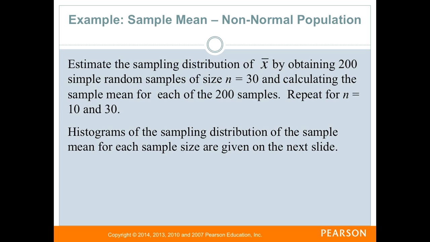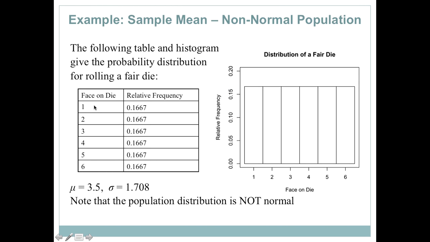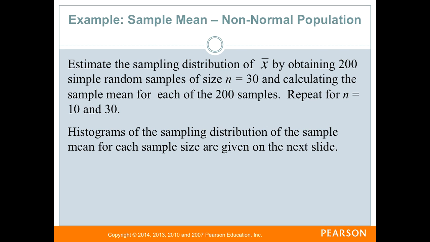But basically what we're doing is we're rolling a die, let's say 10 times, and figuring out what the mean was for those rolls. So for example, if we got a 1, a 2, a 6, we'd add up whatever we got, we'd divide by the number of rolls, and we would get some kind of mean for those 10 rolls. And we do it again and again and again until we have 200 of those simple random samples.